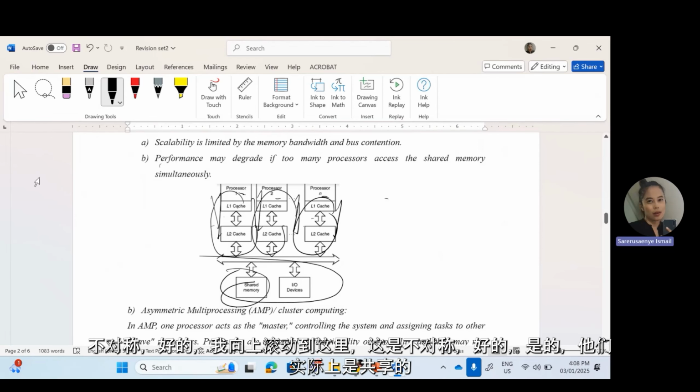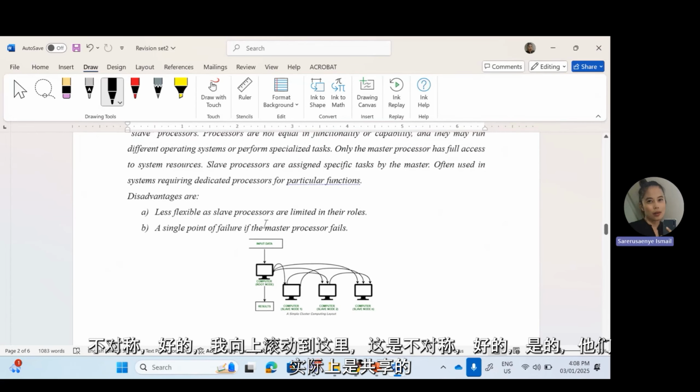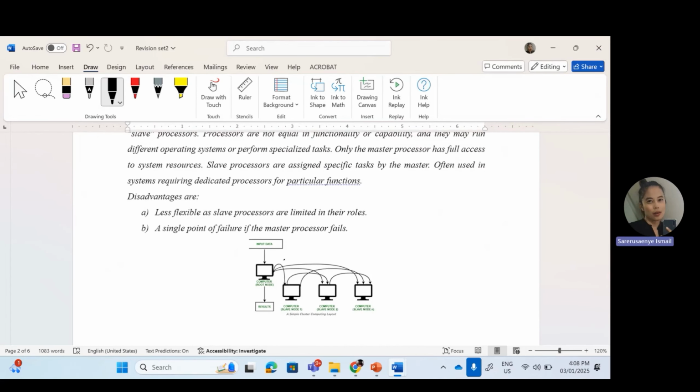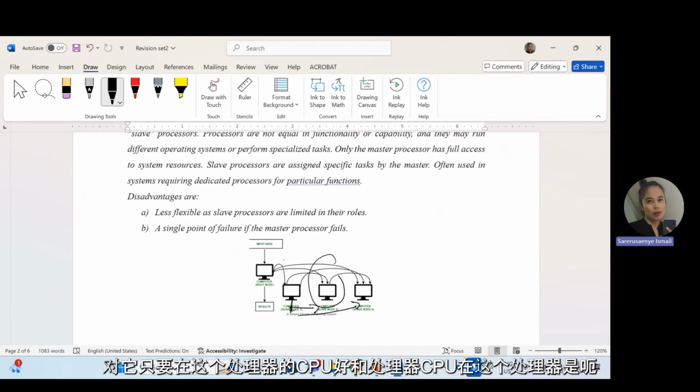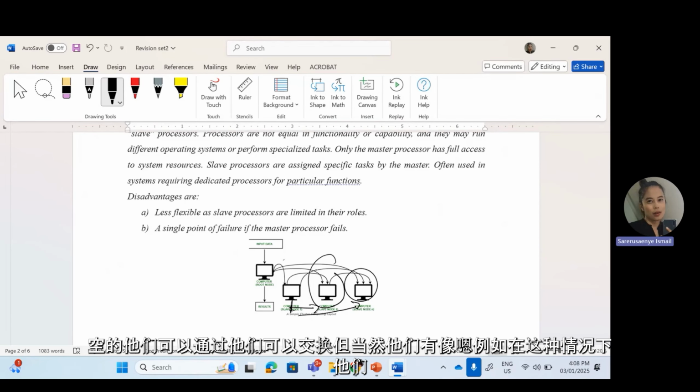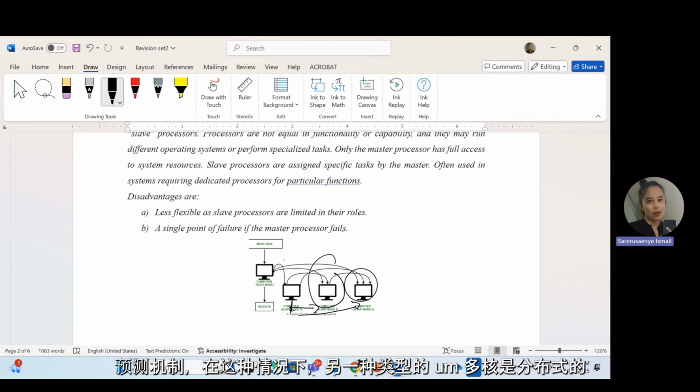If asymmetric, okay, let me scroll up here. This is asymmetric. Okay, they are actually sharing. If a thread here cannot be done, this thread can pass to here, and also can pass to here, as long as the processor of the CPU is empty, they can pass, they can swap. But of course, in this case they call them master and slave processors. They will have a switching mechanism and a prediction mechanism in this case.